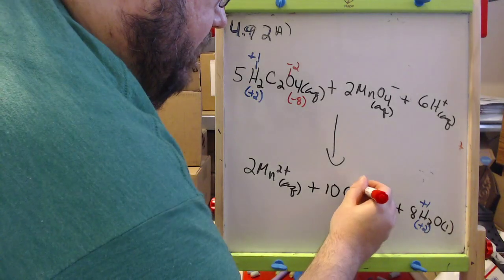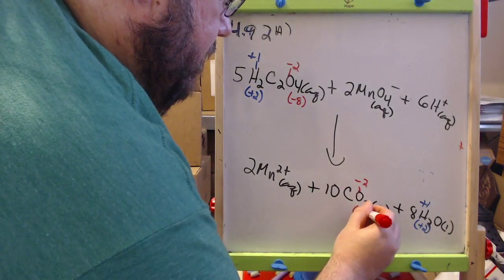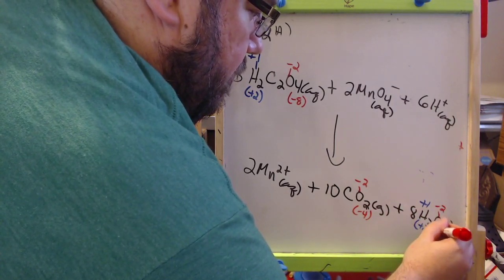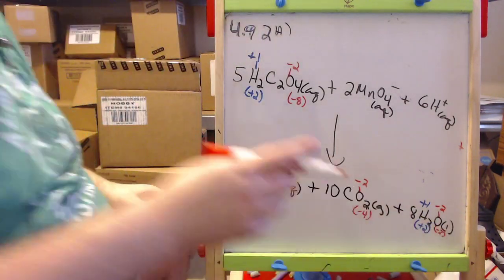Find an oxygen down here: -2, -4. And we'll do a -2 and a -2 there. Okay?